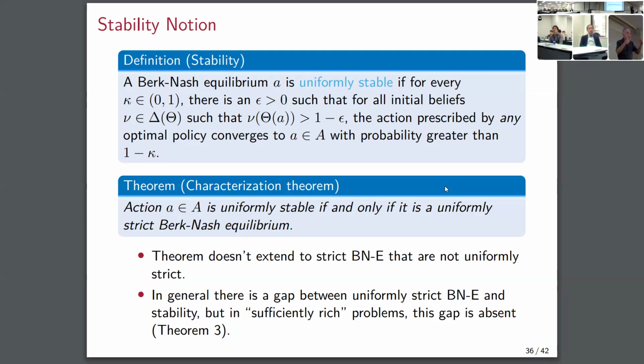We can make kappa as small as we want. If people start out pretty sure that this is the set of minimizers, they will play that role. And action A is uniformly stable if and only if it's uniformly strict Berk-Nash equilibrium. Okay? So, as the theorem says, it does not extend to strict Berk-Nash that aren't uniformly strict. And generally, there's a gap between uniformly strict Berk-Nash and stability. But these are possible in problems that are sufficiently rich, in quotes, because I don't want to bother.